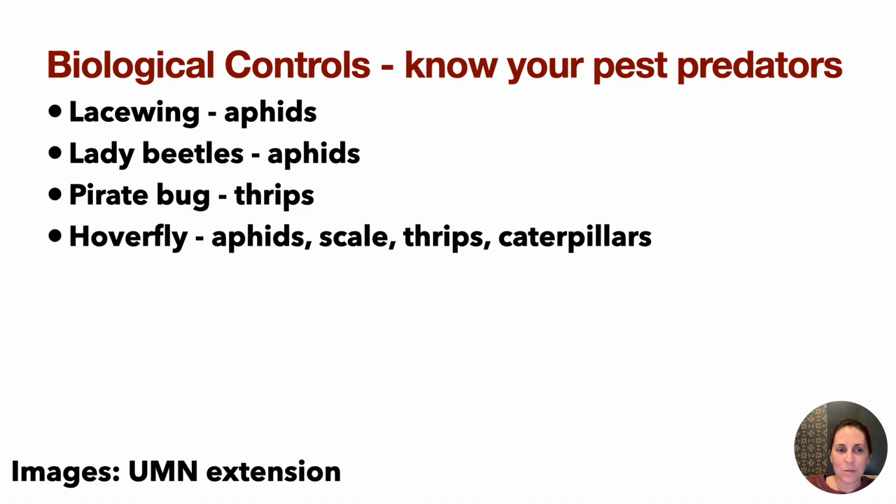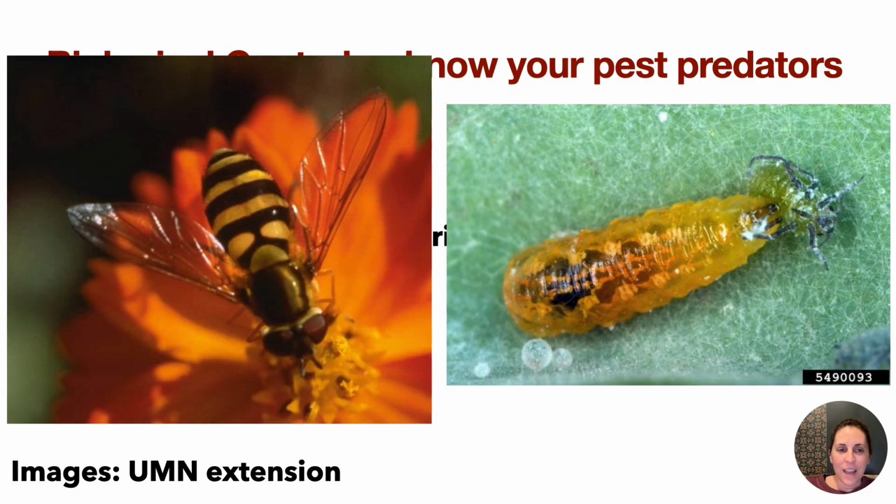And the hoverfly is really great against aphids, as mentioned, scale, thrips, and caterpillars. And so here we have a hoverfly. It looks very similar to a bee, but with a different wing orientation in particular. And if you notice its eyes, the eyes also look very different from a bee. And so it looks like a fly pretending to be a bee.